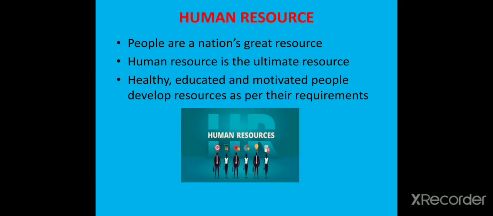Let us see what is meant by human resource. People are a nation's greatest resource. Nature's bounty becomes significant only when people find it useful. It is people with their demands and abilities that turn them into resources. Hence, human resource is the ultimate resource. Healthy, educated, and motivated people develop resources as per their requirements.